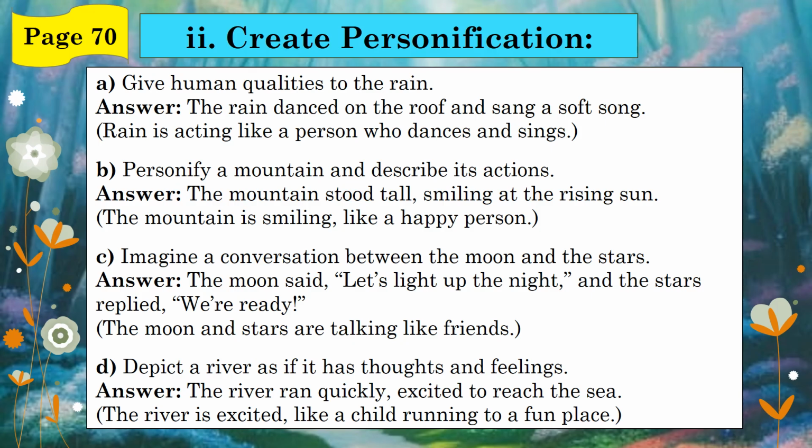3. Imagine a conversation between the moon and the stars. The moon said, "Let's light up the night," and the stars replied, "We're ready." This brings the night sky to life, as if the moon and stars are a team of friends. 4. Depict a river as if it has thoughts and feelings. The river ran quickly, excited to reach the sea. The river is filled with emotion, moving with joy, like a child running toward something wonderful.